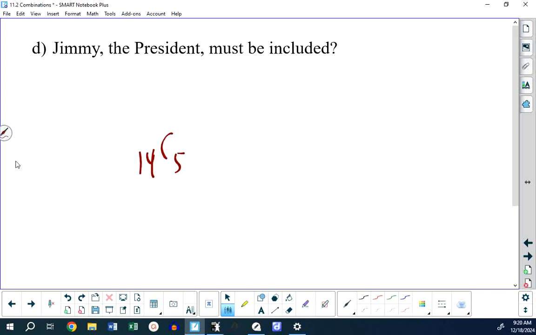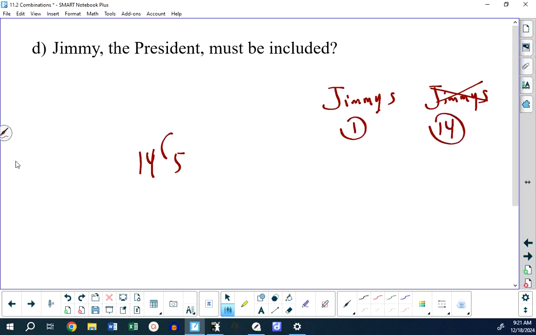One way is to just say, I need to choose 5 people out of the 14 other people, because Jimmy's already on there. Does that make sense to you? Okay. What you could do is break these 15 people into 2 groups, not males and females, but into Jimmys and non-Jimmys. And if you have to have Jimmy on the committee, that means of the 1 Jimmy, you need to choose 1, and of the 14 non-Jimmys, you need to choose 5.